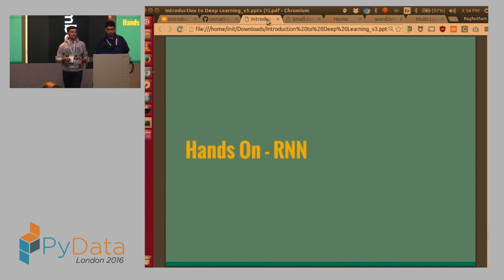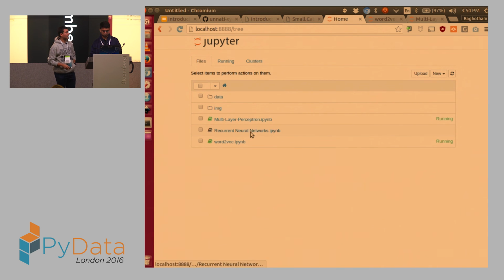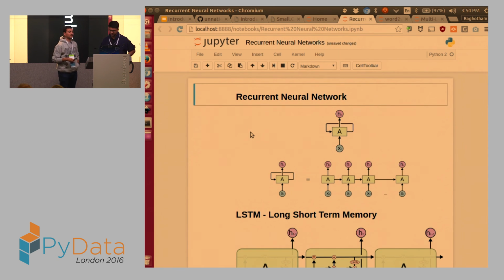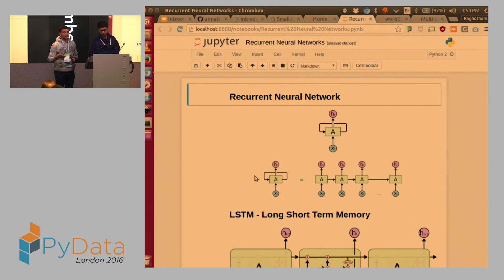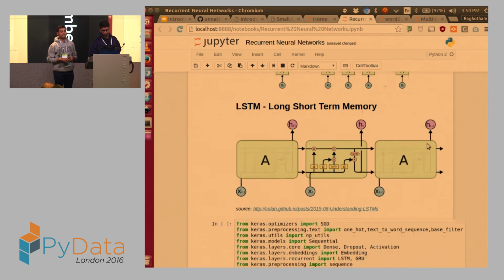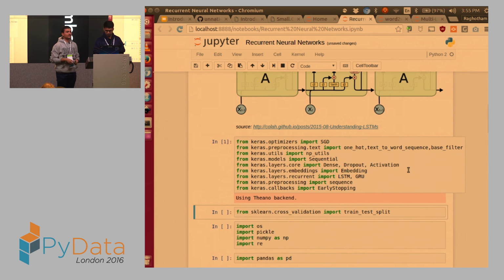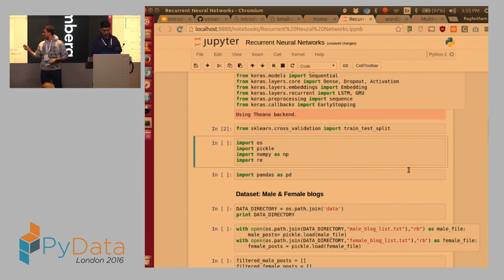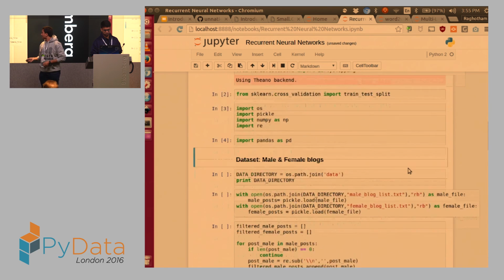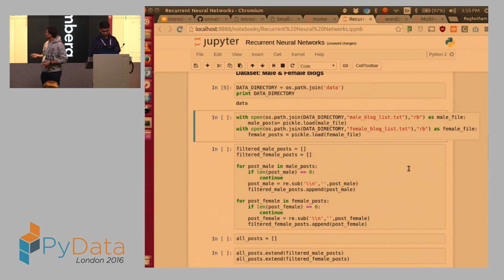So let's run through the notebooks for this. Because I have a laptop, we had to choose a smaller data set. We have a blog data set with labels, male author and female author. We will use LSTM to do a classification on them. We have around 3,000 blogs, a combination of male and female. So let's see how it works. We read the data set and do a bunch of cleaning as usual.